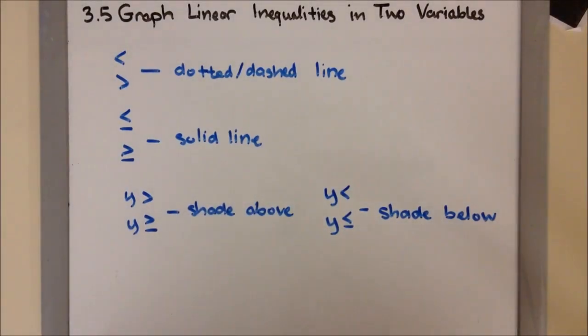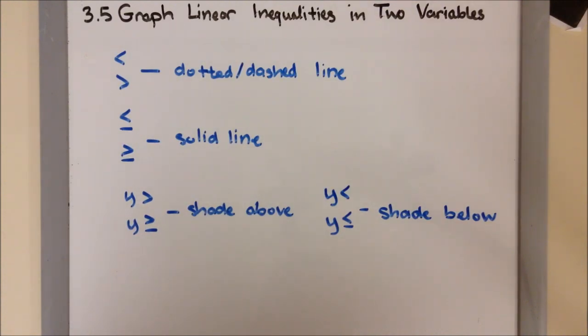Welcome to section 3.5, graph linear inequalities in two variables. What I mean by two variables is that you're just working in terms of x and y. So nothing new, don't be afraid of the term two variables. You have worked with finding slope, finding y-intercept, and graphing a linear equation that deals with x and y. Now for linear inequalities, it's going to be very similar to graphing a linear equation.